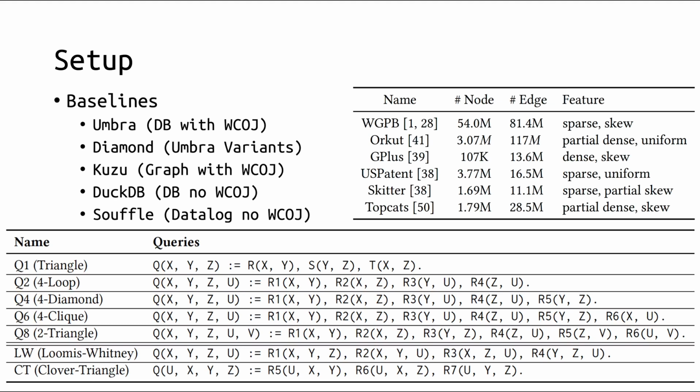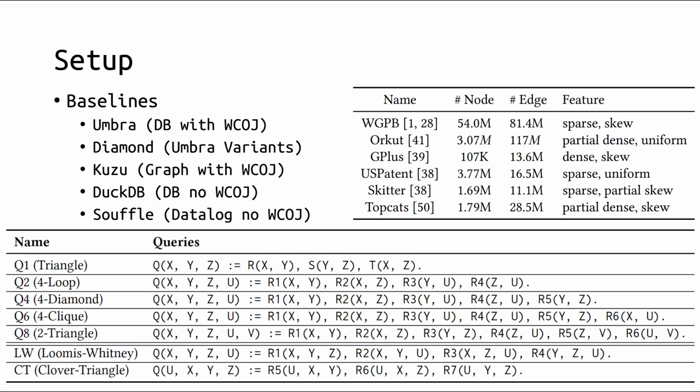We evaluate HoneyComb against several systems: Umbra, Diamond, Kuzu, DuckDB, and Souffle. These represent the general purpose and graph-focused engines. Umbra, Diamond, and Kuzu support the worst-case optimal join while the others do not. Also, we list the queries and the datasets used in our experiments.